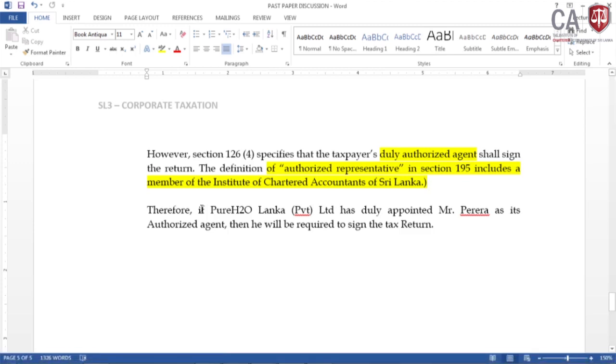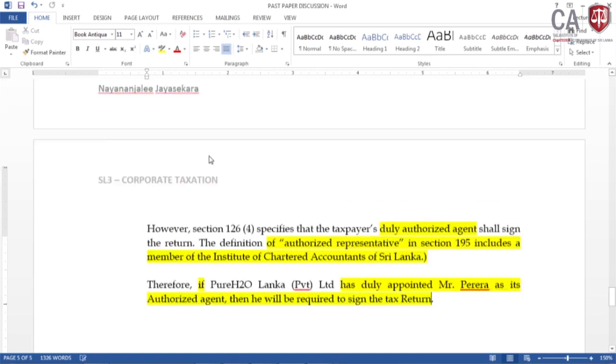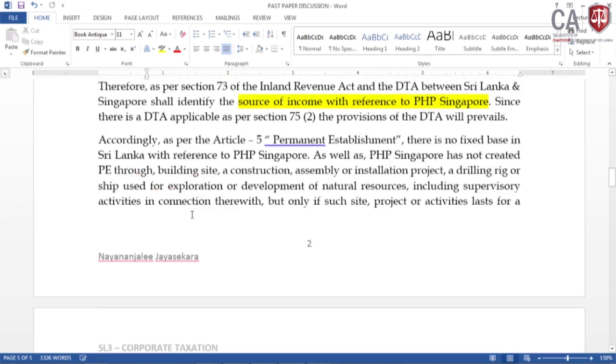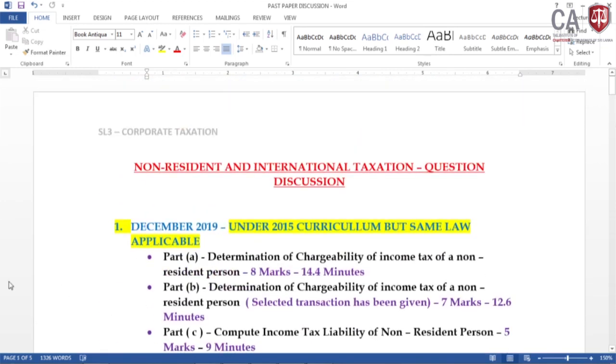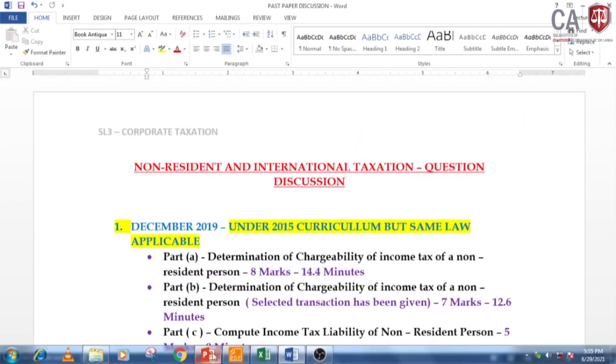Therefore, I am again using my "if". We don't know whether he was appointed. Therefore, if PHP Lanka Private Limited has duly appointed Mr. Pereira as its authorized agent, then he will be required to sign the return. You have to assume and write a good answer. Is that clear? Then this is the end of the discussion of the December 2019 question 1.